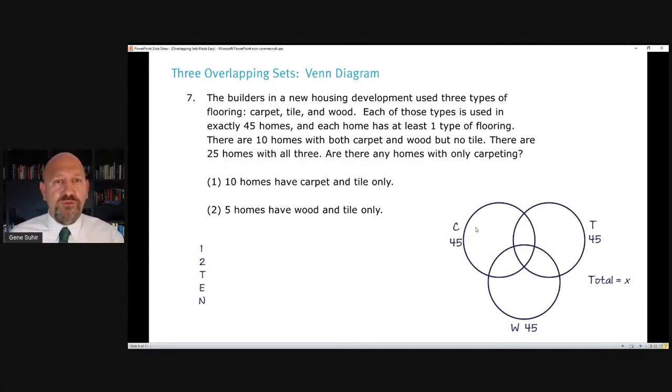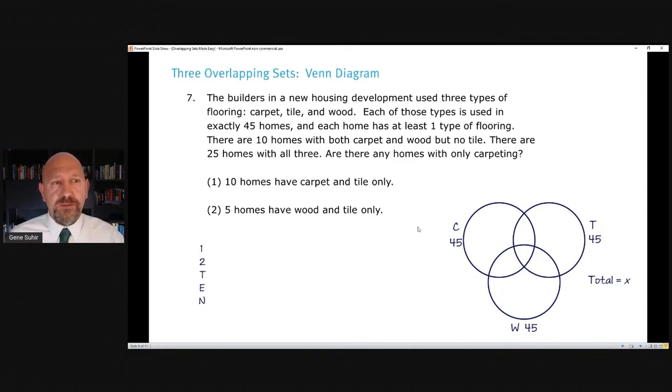So we've got our 45 homes. Each of those types is used in 45 homes. So our carpet circle has to add up to 45. Our tile circle has to add up to 45. And our wood circle has to add up to 45. They don't tell us the total here, those scamps. So we'll just leave that off to the side here and call it X.